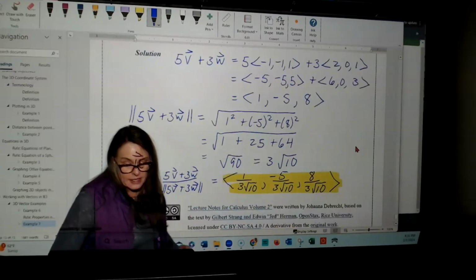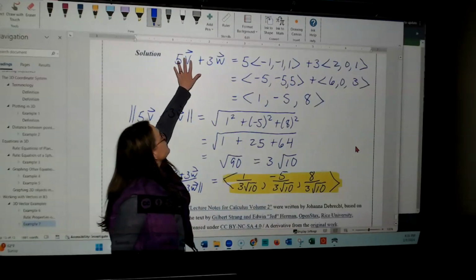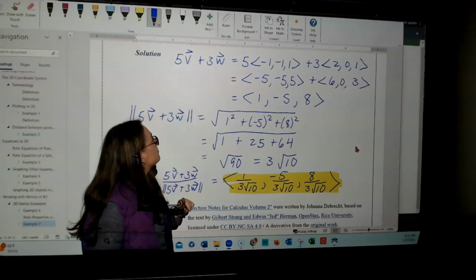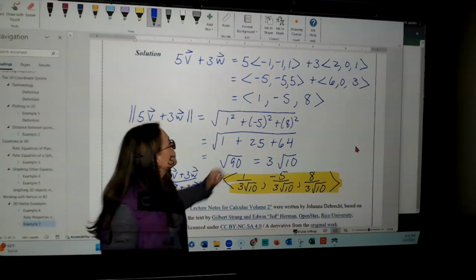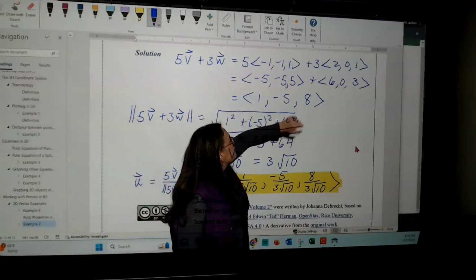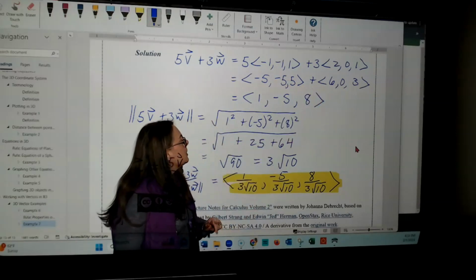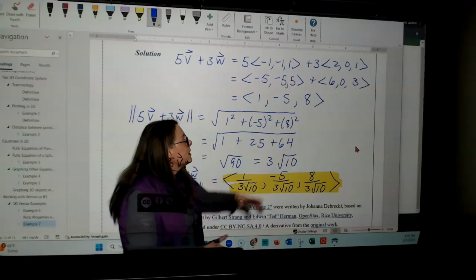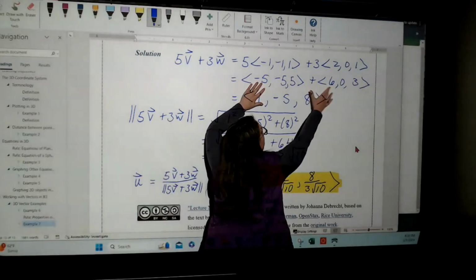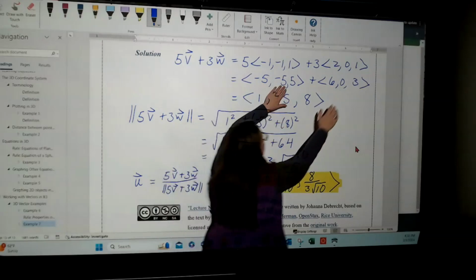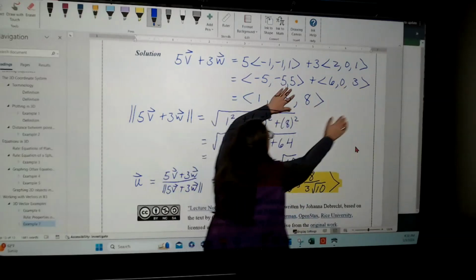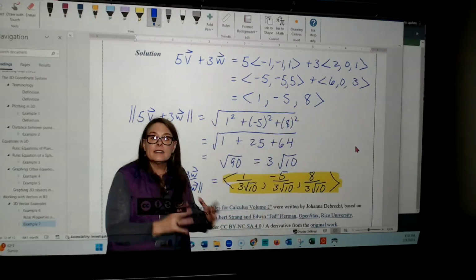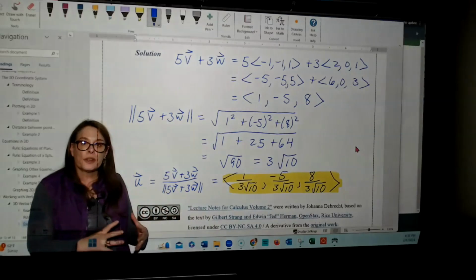When we're looking at this, again, the first thing we're doing is scalar multiplication: 5 times vector v plus 3 times vector w. So multiply the 5 by v first, the 3 by w. Once you've done that, add the two vectors together by adding corresponding components. So the -5 plus 6 gives me 1. The -5 plus 0 gives me -5. And 5 plus 3 gives me 8. That is the vector 5v plus 3w.